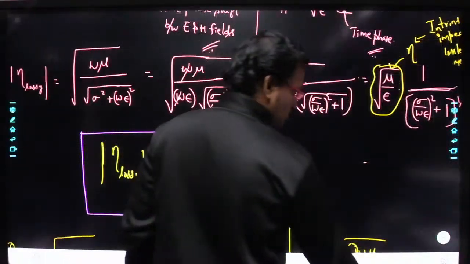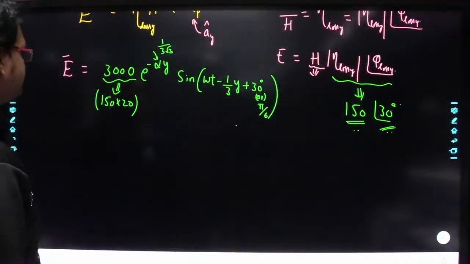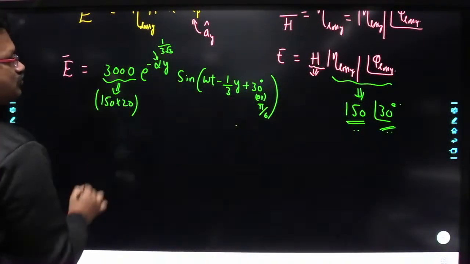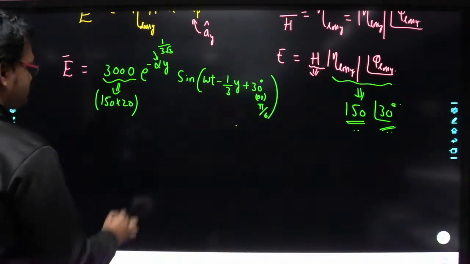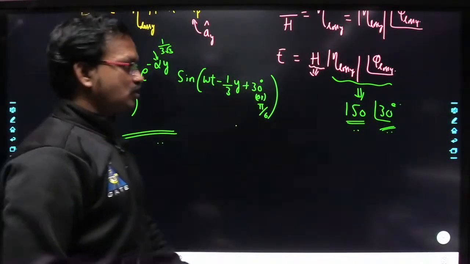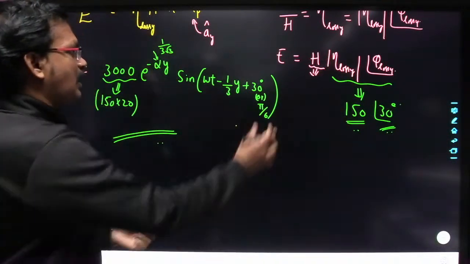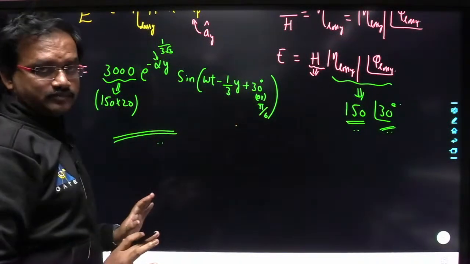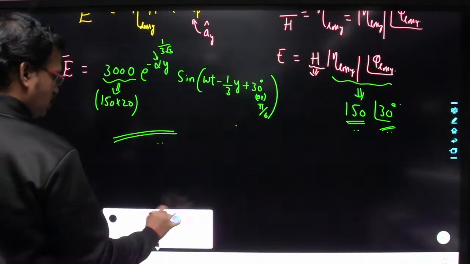So we can write this is the expression here: 3000 into e power minus 1 by 3 root 3 y into sine of omega t minus 1 by 3 y plus 30 degrees. So this is how you have to represent the electric field. So multiply the magnitude of eta lossy with the amplitude of H field, and the phase shift you have to add in the phase term here. This is how you have to determine it.